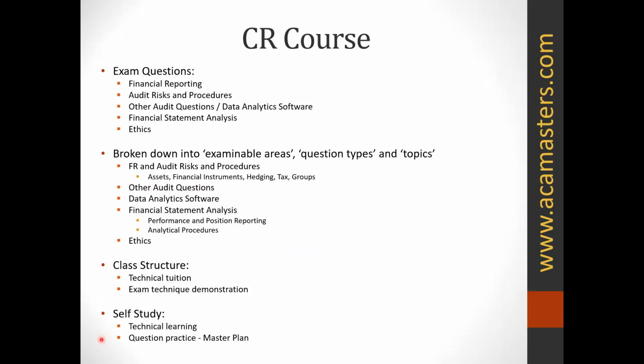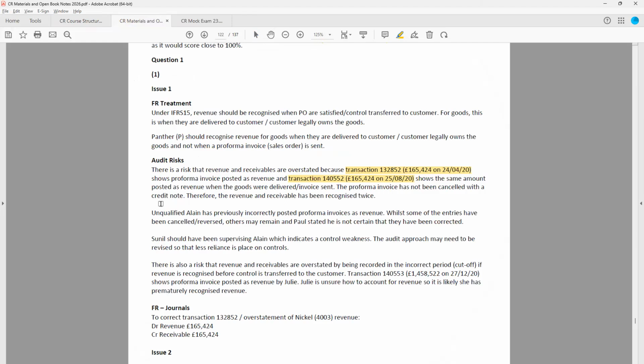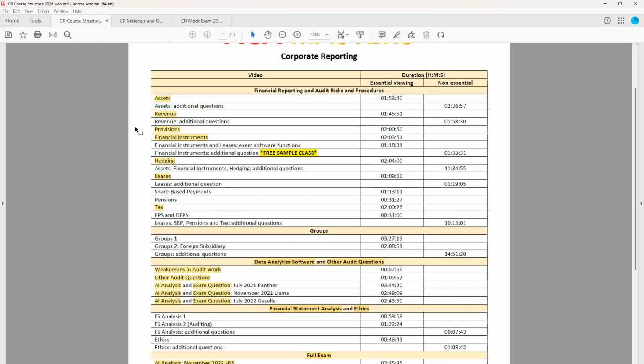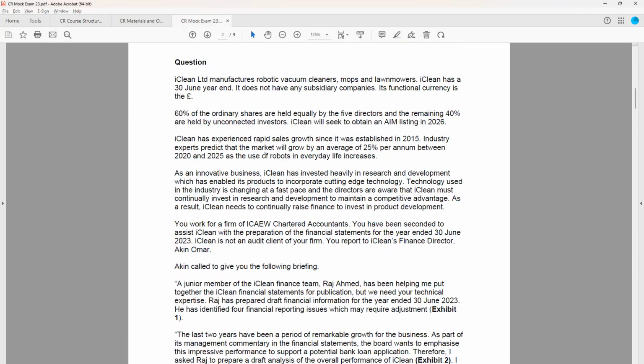And then immediately after the class, you can go and practice the other questions on that topic, which are in the ICAEW question bank, and therefore you can put into practice that exam technique that I've taught you. And you're actively testing yourself on that content that you've learnt in the exact scenario that you'll be examined in the exam.